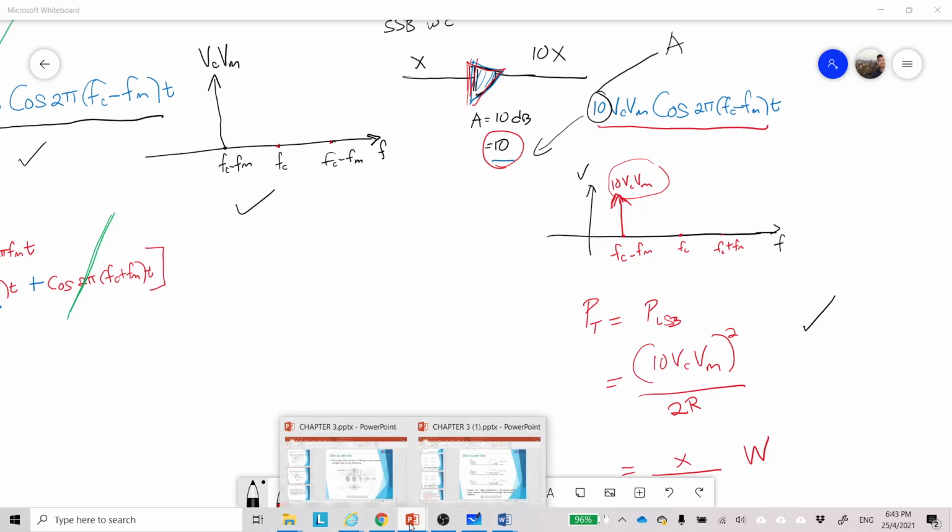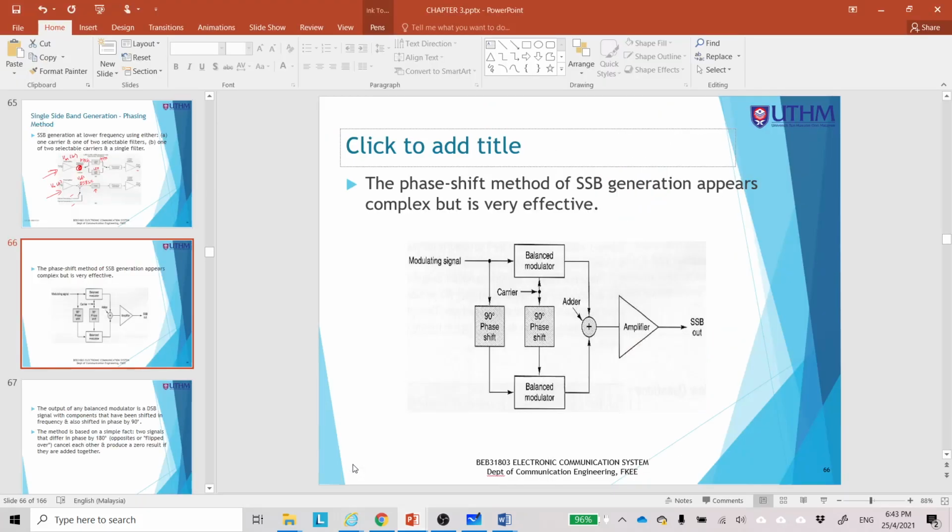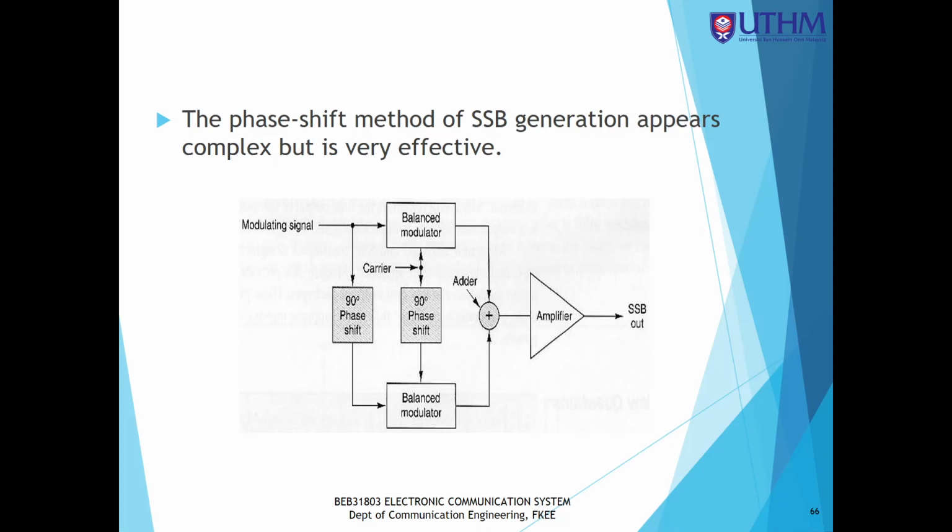I go back to the slides. This example will produce a single sideband without carrier, SSB without carrier. In this example, it produces the lower sideband. We can also produce the upper sideband by changing the arrangement of blocks.